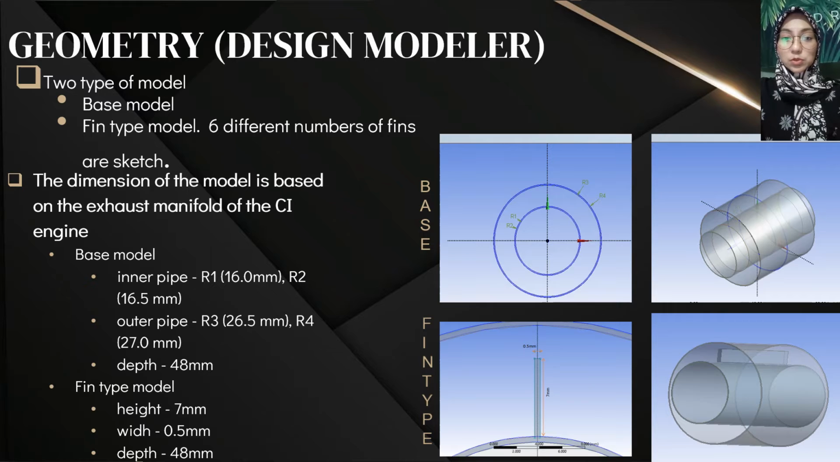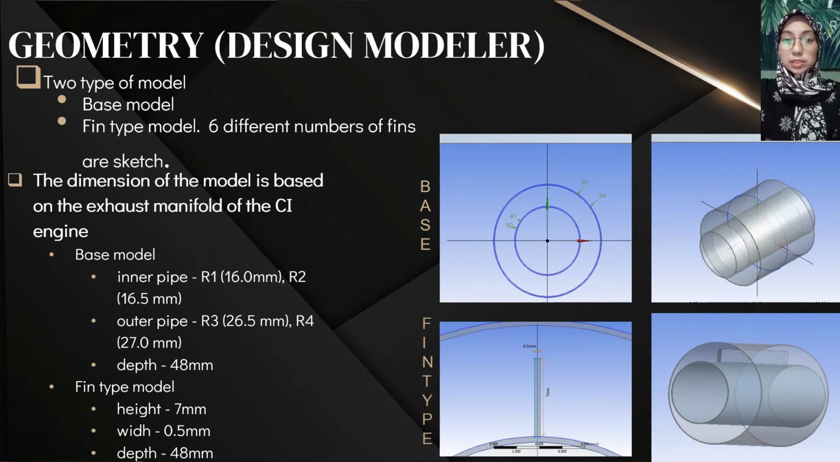First, for the base model, at the exhaust pipe, the inner radius is set to 16.0 mm and the outer radius is 16.5 mm. The dimension of the model exhaust manifold is based on the CI engine model at the Automotive Laboratory, Faculty of Mechanical Engineering, UiTM. For the sleeve, the inner radius is 26.5 mm and the outer radius is 27.0 mm. Both exhaust and sleeve have 0.5 mm thickness.